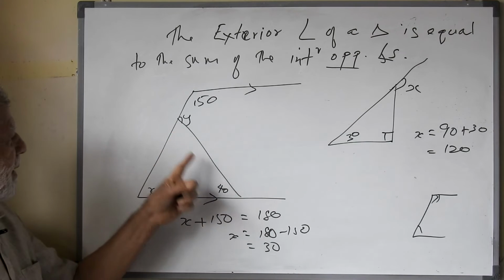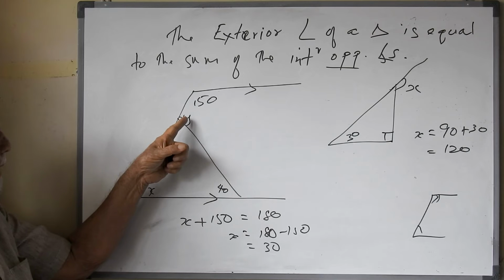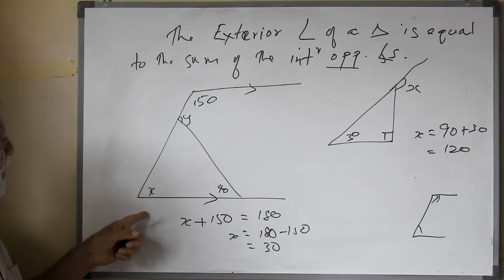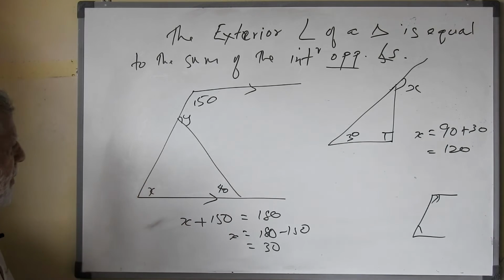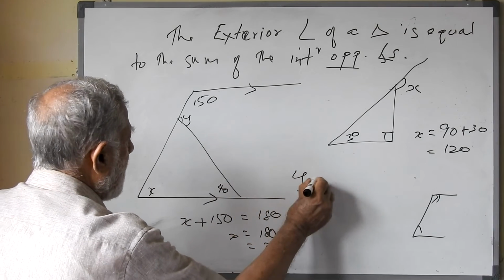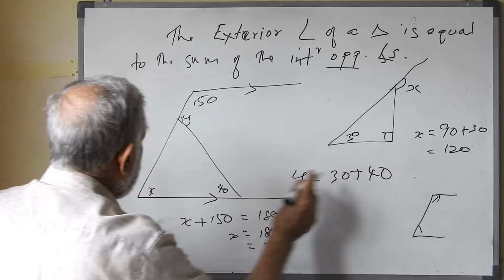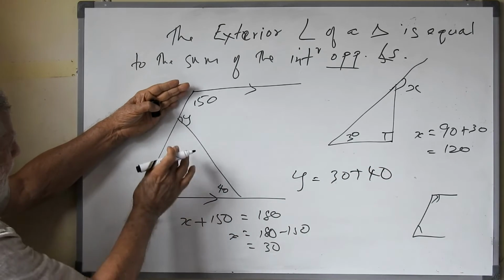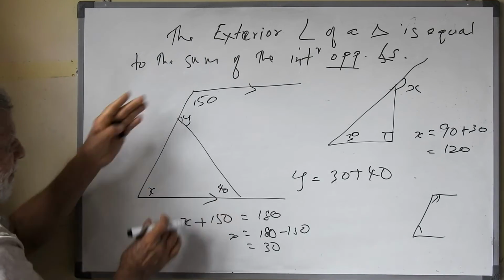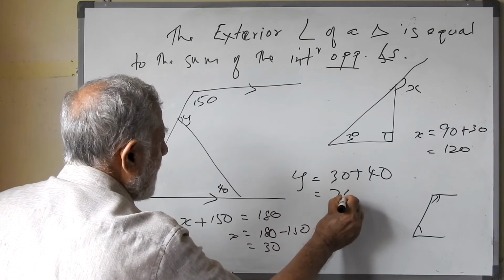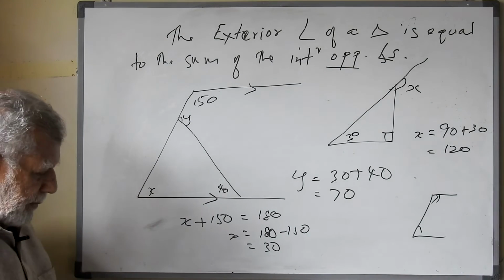Y means, now here can you take this triangle. So when you produce this line, you get the exterior angle y. Here this line is produced, exterior angle y. Y is equal to the interior opposite angles of the triangle here. So y is equal to 30 plus 40. Here the exterior angle, one side is produced, the interior opposite angles. So 30 plus 40, that is equal to 70. So y is equal to 70 degrees, x is equal to 30 degrees.